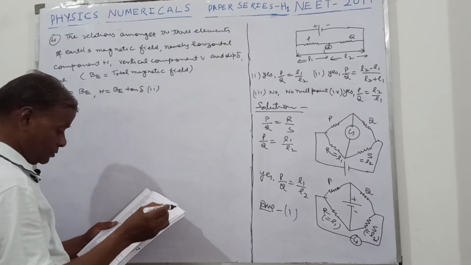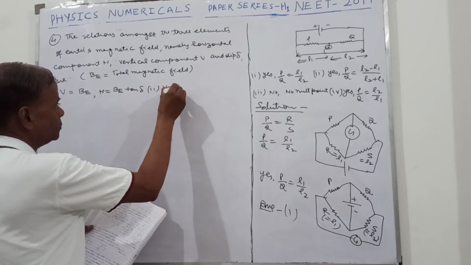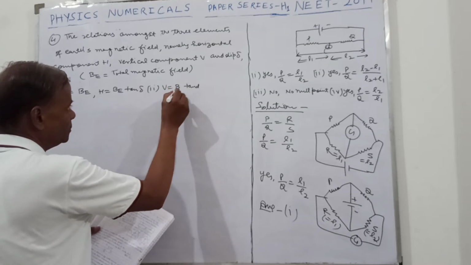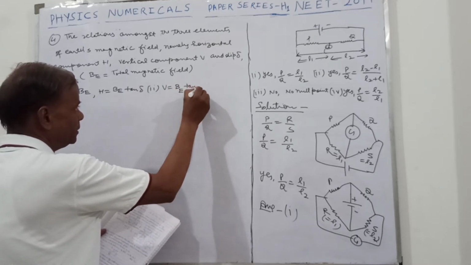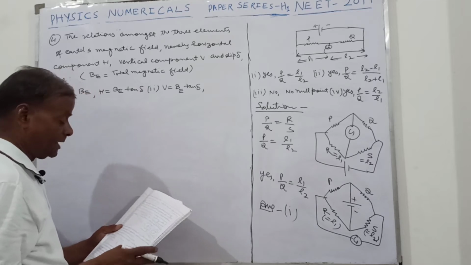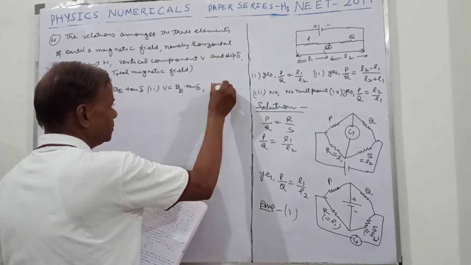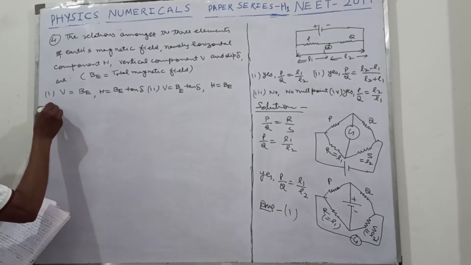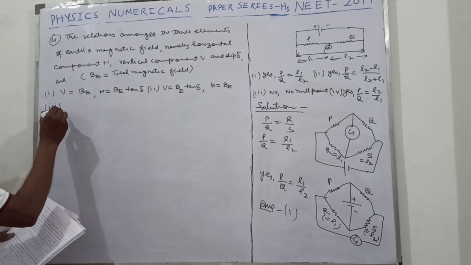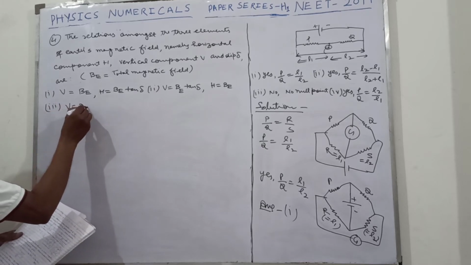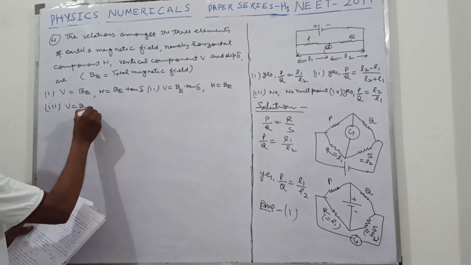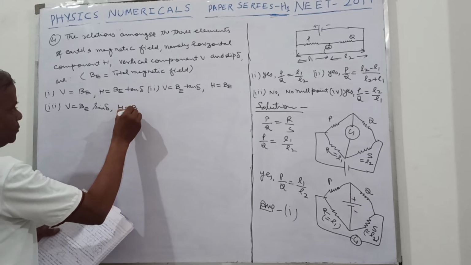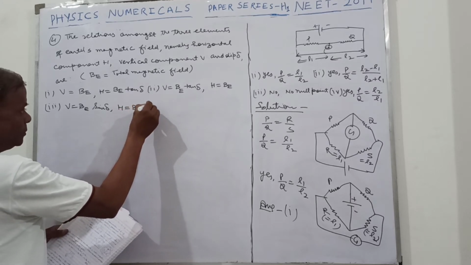Second option is V equal to BE tan delta and H equal to B. And now the third option is V equal to BE sin delta and H equal to BE cos delta.